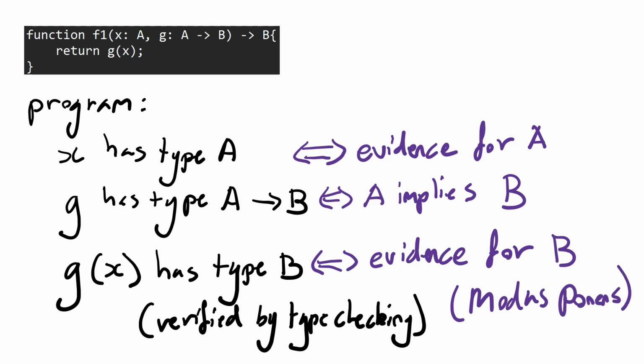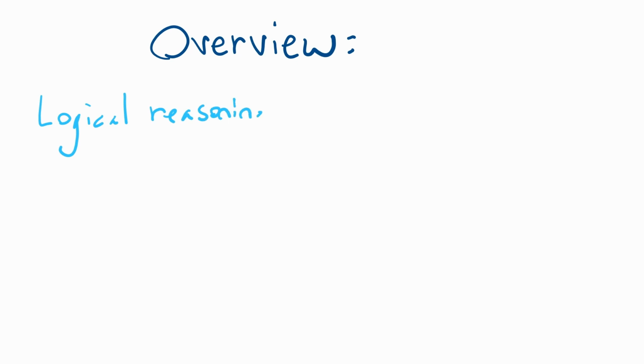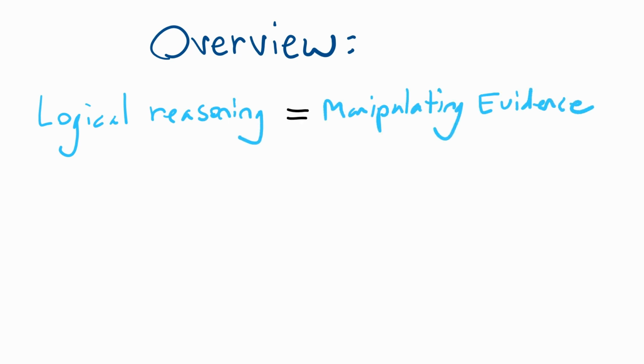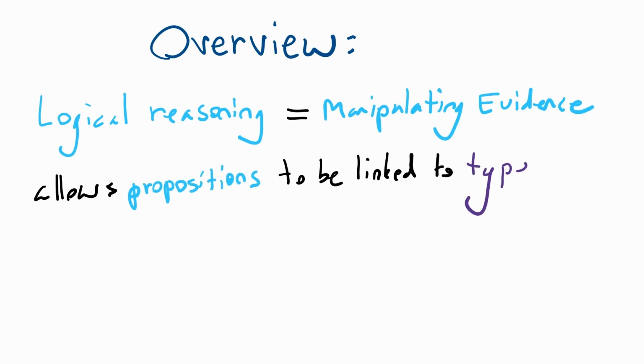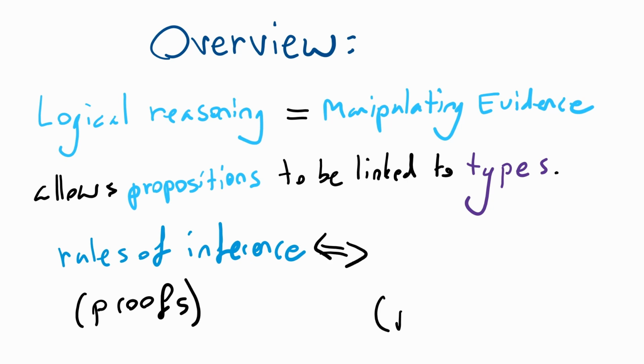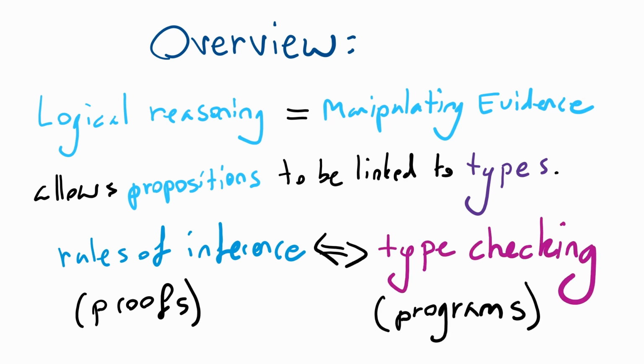Thus, the Curry-Howard isomorphism is a result demonstrating that by thinking of logical reasoning as a way of manipulating evidence, it is possible to link propositions to types in programming, and, in addition, the rules of inference for this method of reasoning are equivalent to performing type checking on expressions within a well-typed programming language.